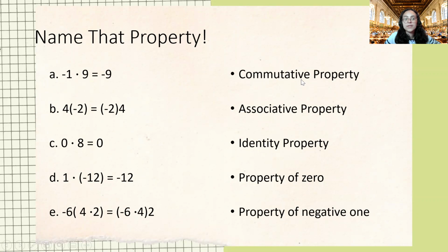So for the commutative property, we discussed that this property of multiplication says that it doesn't matter what order we multiply numbers. So if we have A times B, it's going to be equal if we multiply B times A. So this will be the same.